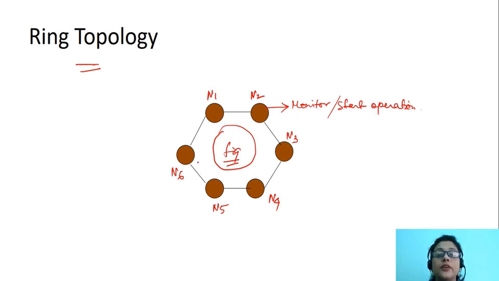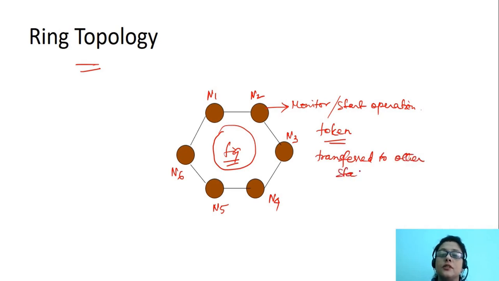And when a data transfer takes place, a token is released. Token is released, and after the data transfer is over, then the token will be transferred to other stations for data transmission.